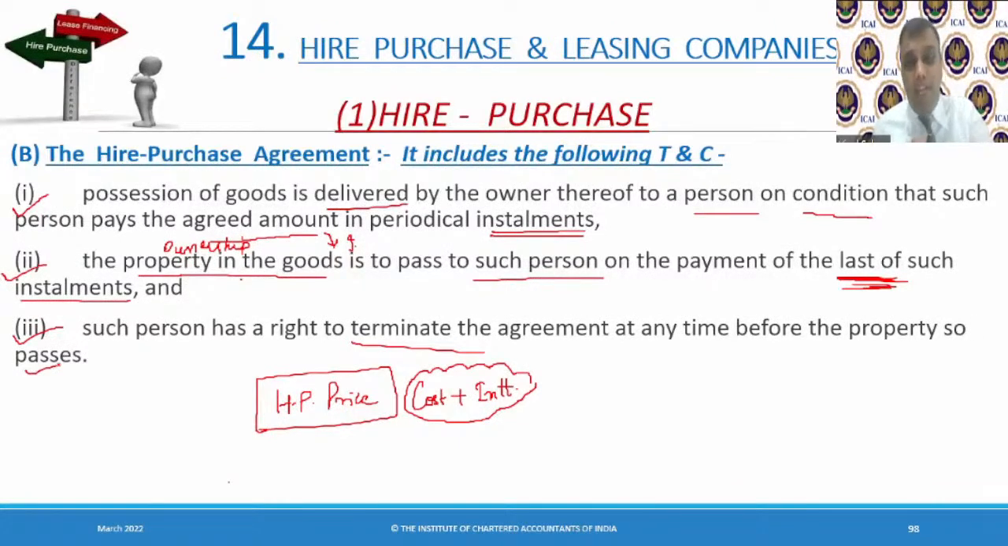Before he purchases, if due to any of the covenants he wants to terminate the agreement, the hirer may terminate the agreement. And whatever be the compensation or anything, it depends upon their agreement, what they had decided mutually while entering into that agreement. So the main part is possession. What does the hire purchase agreement include? About possession, transfer of property in goods, and termination of agreement in any case. These are the 3 points which form an important part of the hire purchase agreement.